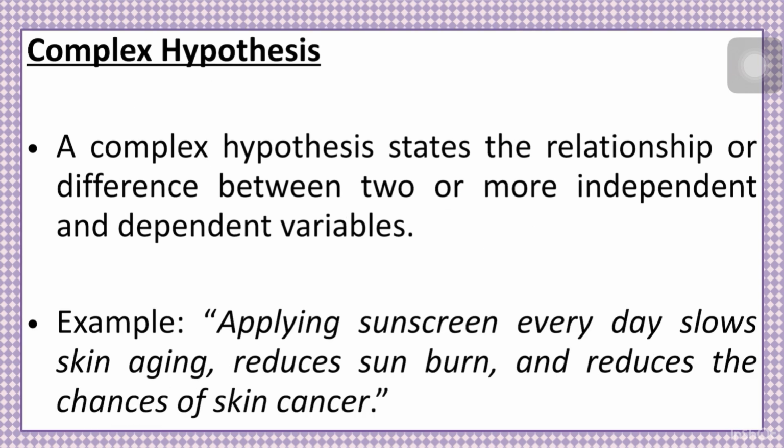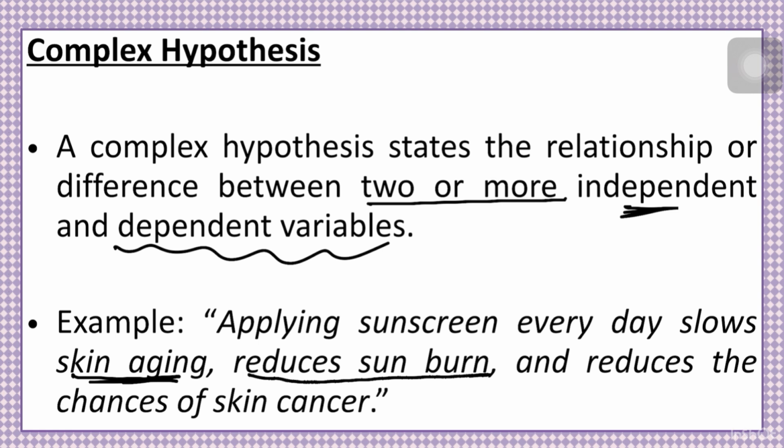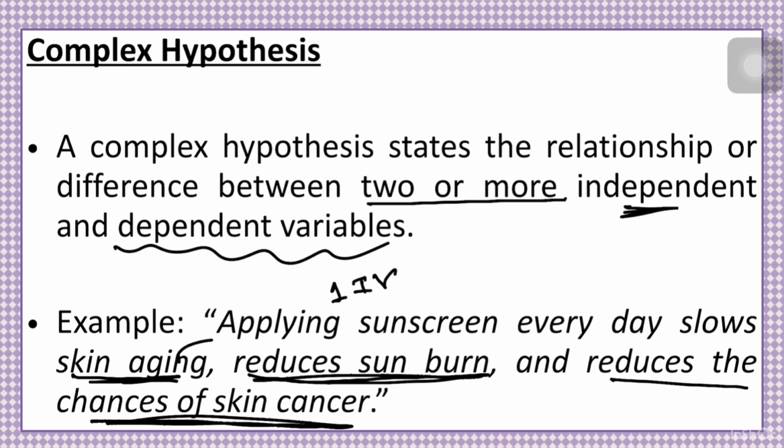Going further, the complex hypothesis is the opposite of the simple one. In this we take two or more independent or dependent variables in one hypothesis. Taking the example: applying sunscreen every day slows down skin aging. It also reduces sunburn and reduces the chances of skin cancer. Over here, we've taken only one independent variable and three dependent variables. So this is the complex hypothesis.